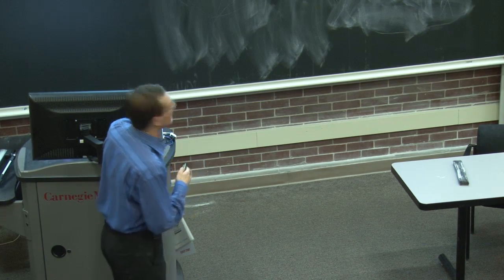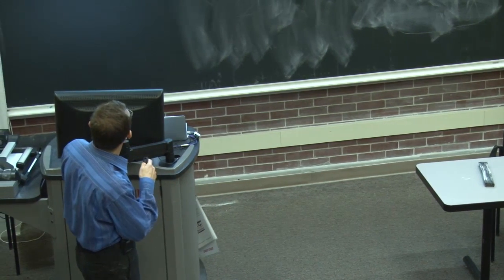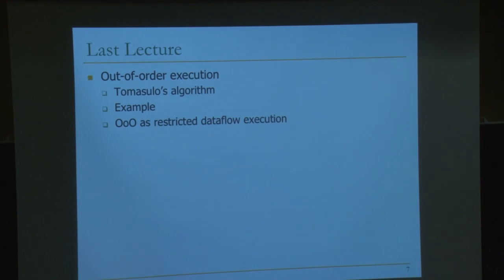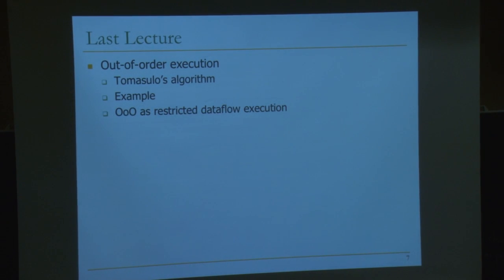Last lecture, we covered out-of-order execution. We're almost done. We covered Tomasulo's algorithm and went through an example in detail. We talked about out-of-order execution as restricted data flow execution. So hopefully you remember all of that.